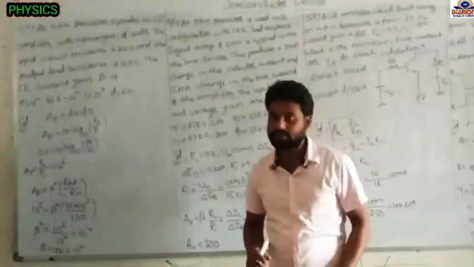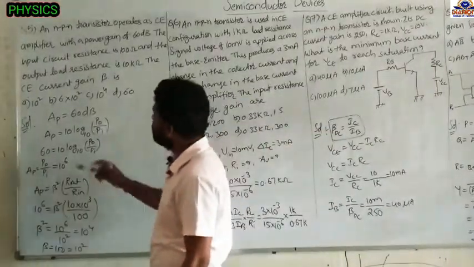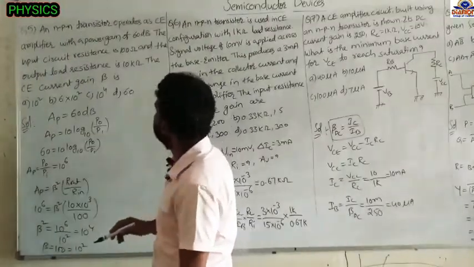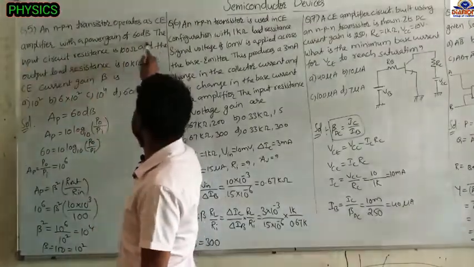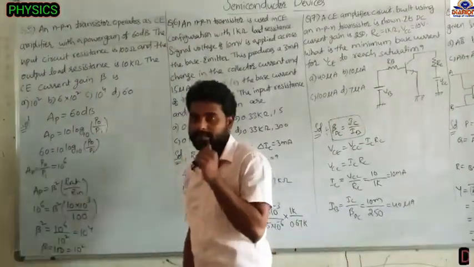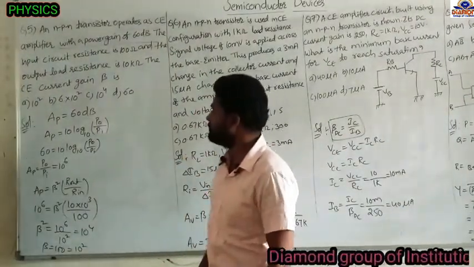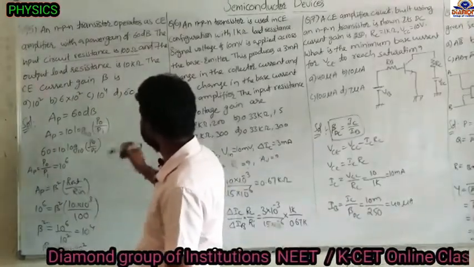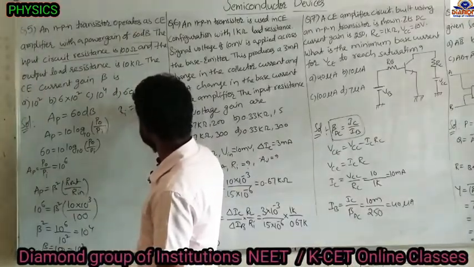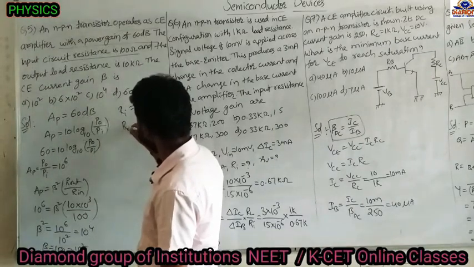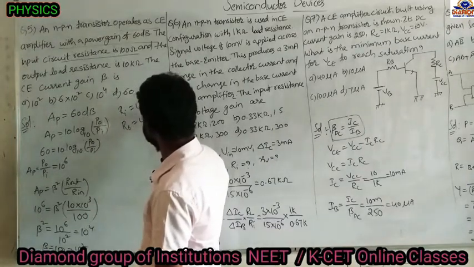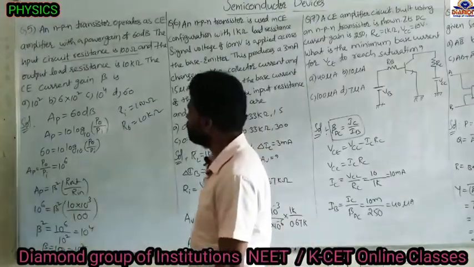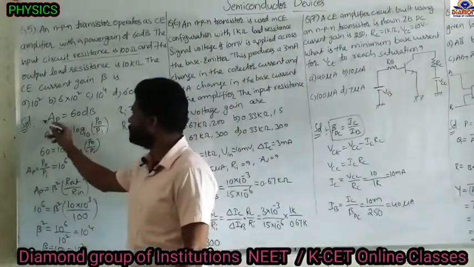Okay, see the next problem, the fifth one. An NPN transistor operates as a common emitter amplifier with a power gain of 60 dB. Here they have given the power gain in terms of decibels. The input circuit resistance is 100 ohms and the output resistance is 10 kilo ohm. The common emitter current gain beta we have to find. First, they have given decibels.